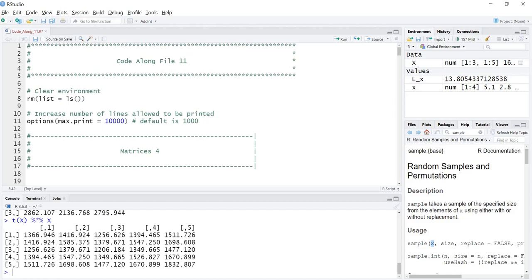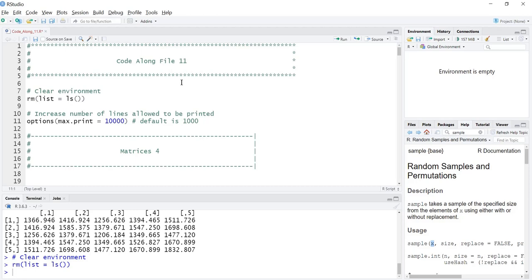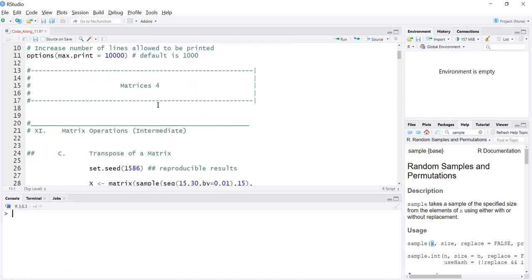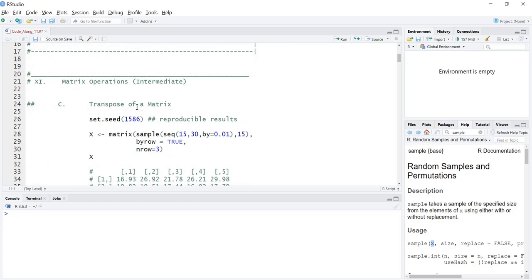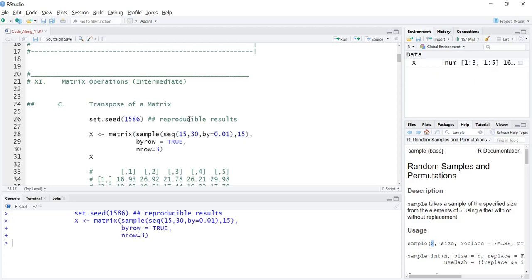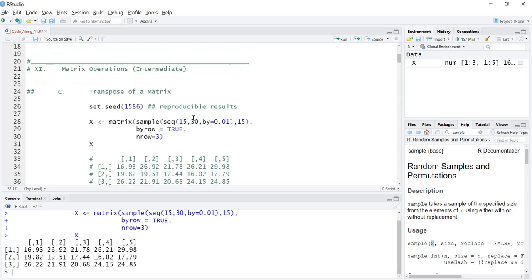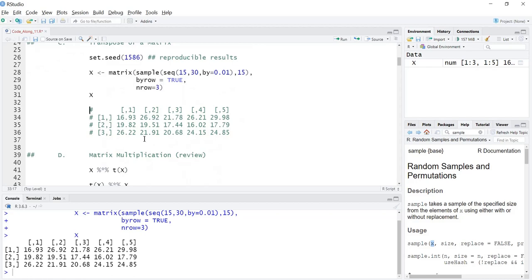I'm Mark Ledbetter, and this is code along file number 11 and video number 10. So we're going to continue discussing matrices. This is matrices 4. We're going to clear the environment, and I'm going to press Control L to clear my console as well. Remember, last time we talked about the transpose of a matrix. I included this code again so that I can continue using the matrix I used last time. So I copied it over. This is our matrix, and you should have the same matrix in your file.